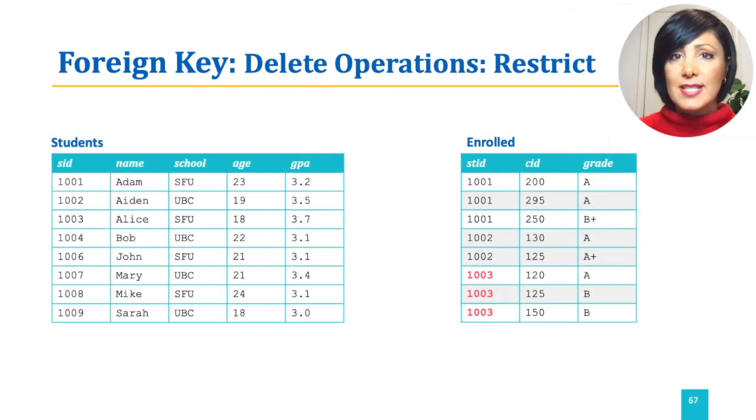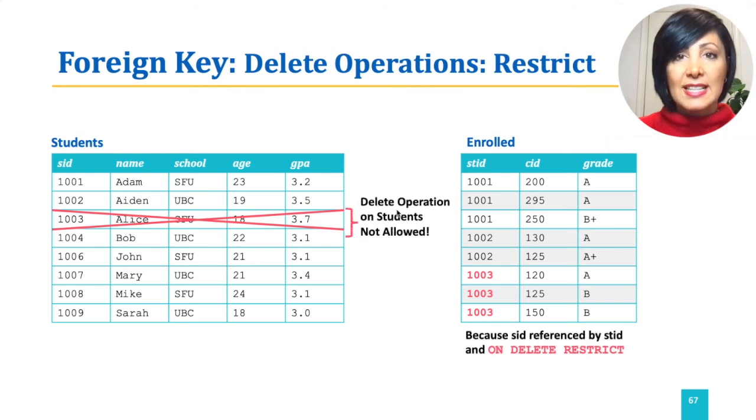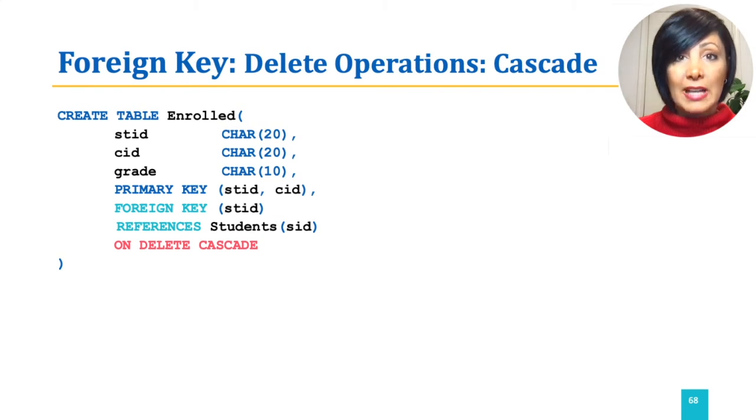For example, say we want to delete a record for student Alice with SID 1003 from table students. Since SID 1003 has been used in STID in table enrolled and the delete operation is not allowed, this transaction will be rejected. To cascade the removal of an attribute to remove all of the entries that are referencing that attribute, we use on delete cascade. This will break the reference and remove the possibility of inconsistency.